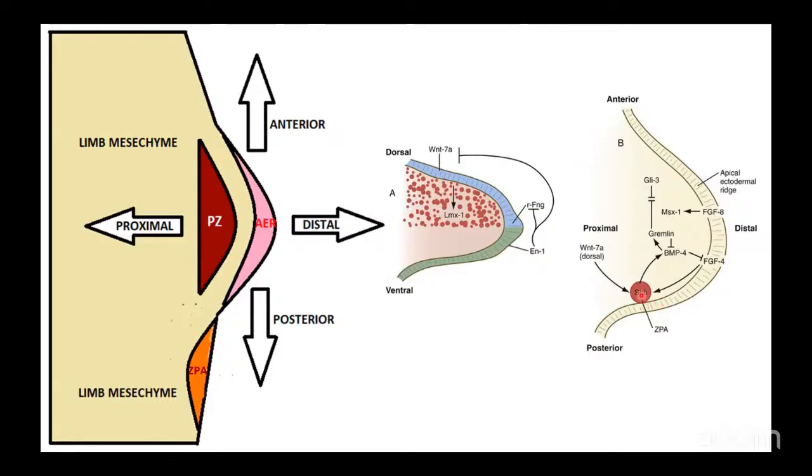So the signal it produces is sonic hedgehog, all right? So the ZPA and the AER communicate with each other, as well as the dorsal and ventral ectoderm, and all of them will now determine the shape of the limb, right? So this determines why the arm has the form it has, the hand has what it has, why the thumb is on the anterior end, why the small digits are on the posterior end. All of them involve these signals and these signaling areas, okay?